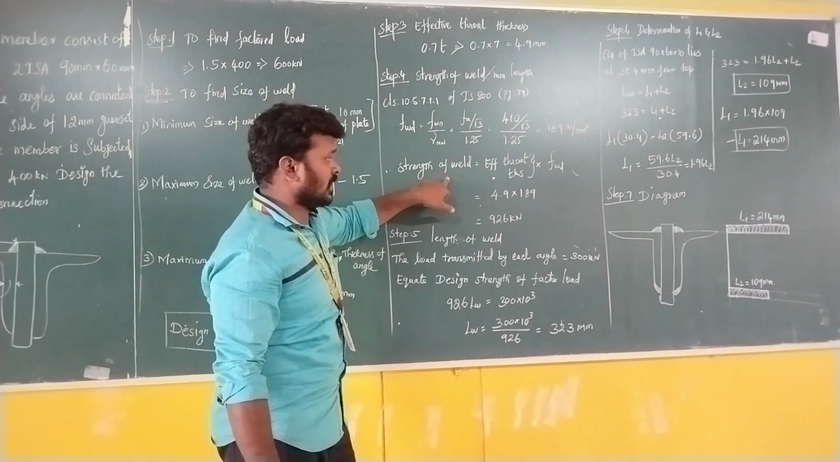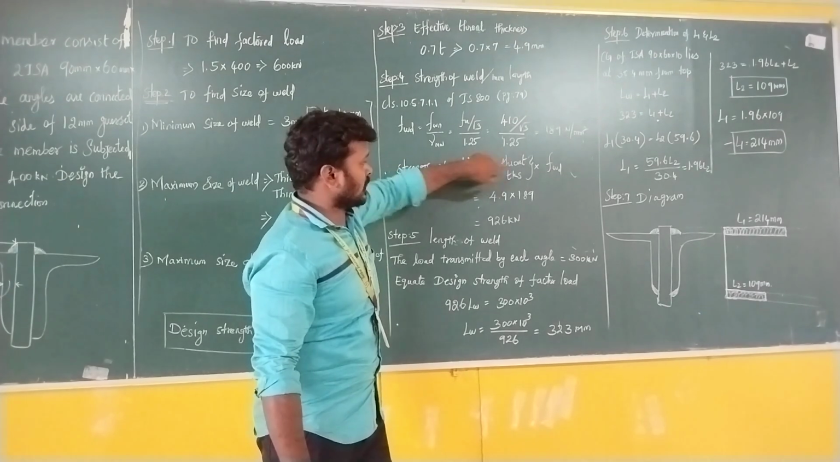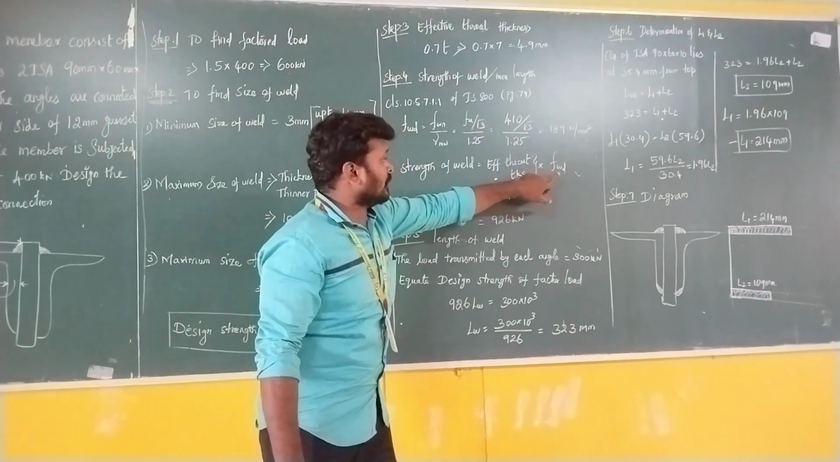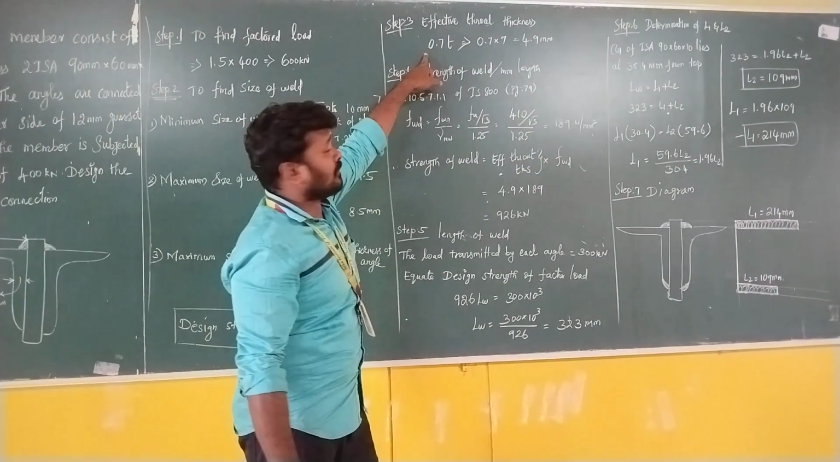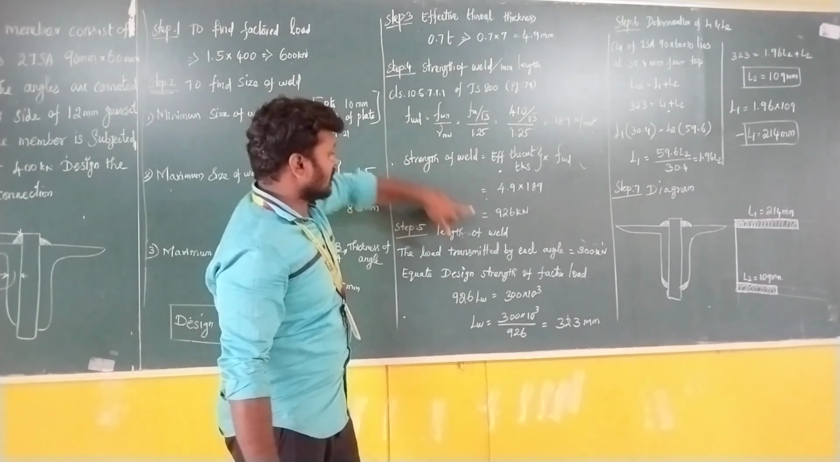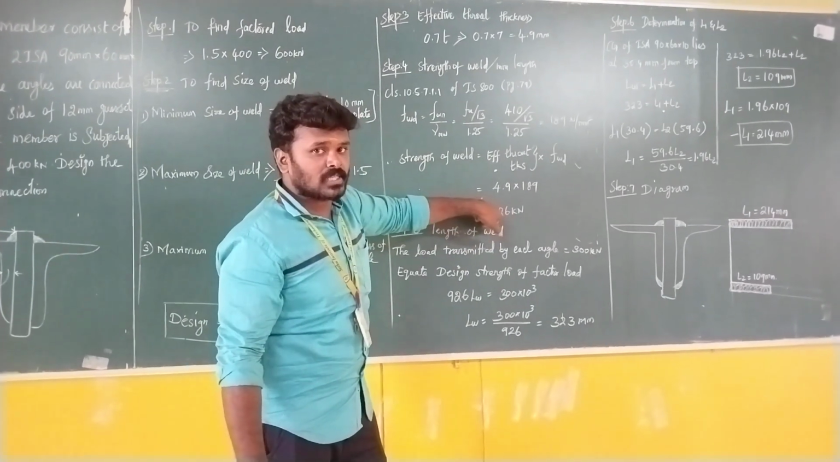Next, the strength of weld is equal to effective throat thickness into fwd. We already found the effective throat thickness and fwd. The value is 926 kN.